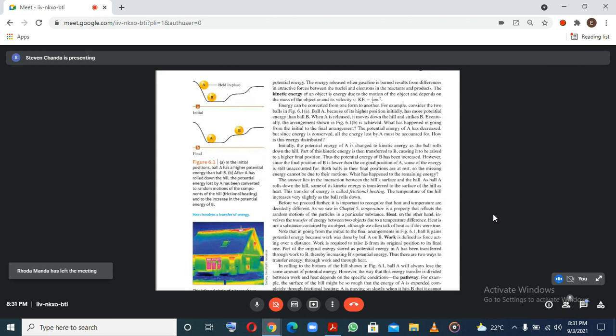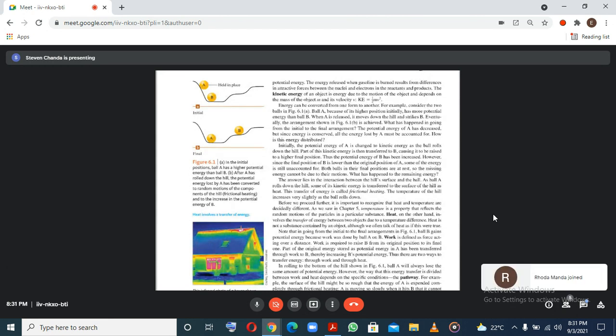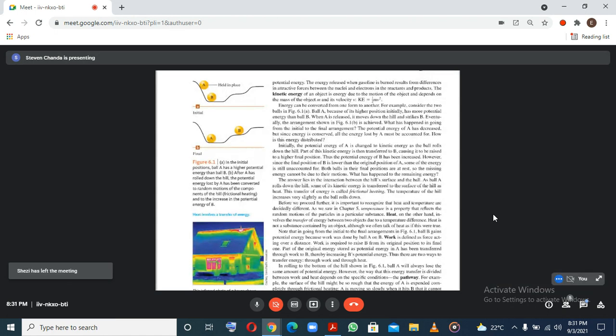So that's why you are seeing the B there has been raised. So it has gained what? It has gained potential energy. And why this has not been raised to the same height as A was, it's because of the frictional forces and the frictional heating. Okay, so of course that's why we never want friction, because friction steals the important energy which we could have made use of.